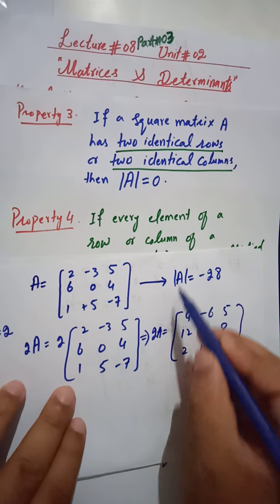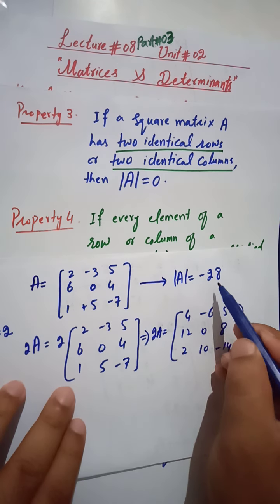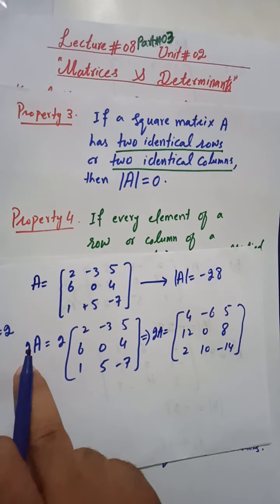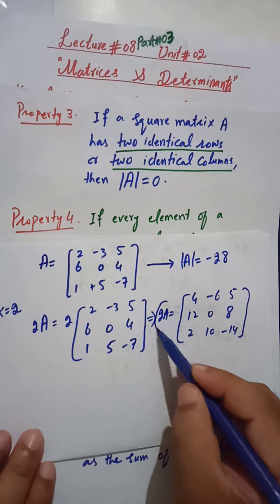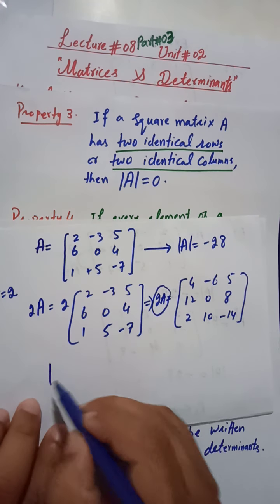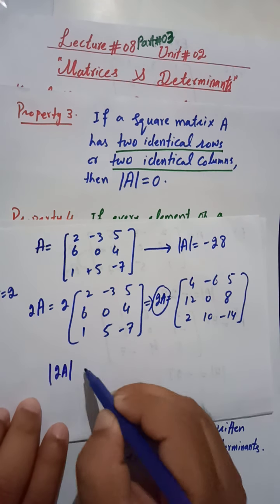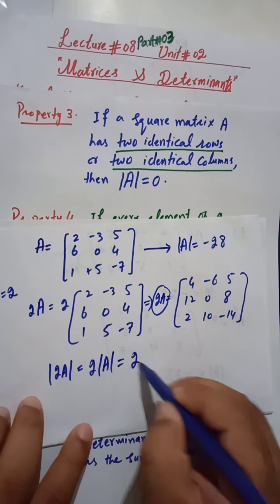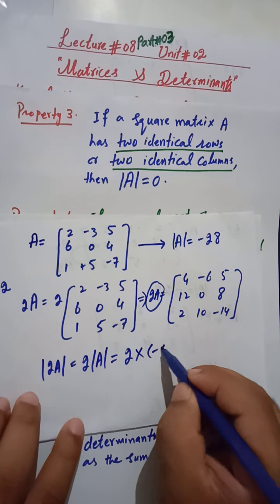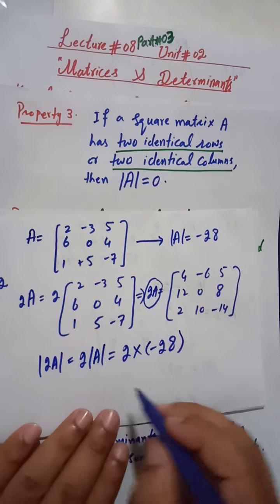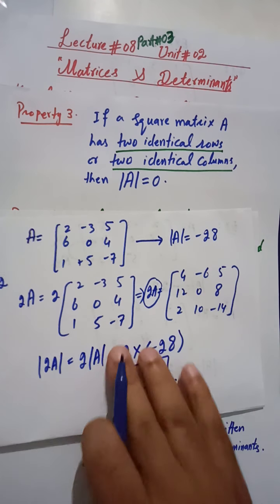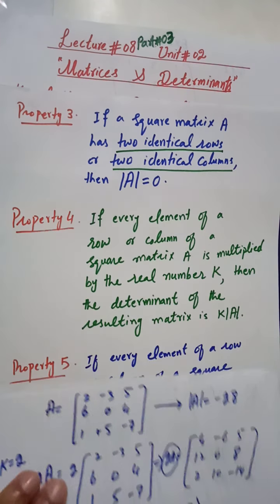If you know the determinant of A, which is minus 28, you just need to multiply this scalar number. So the determinant of 2A will be equal to 2 times the determinant of the original matrix. That will be equal to 2 times minus 28, and this is equal to minus 56. So this is the meaning of property number 4.